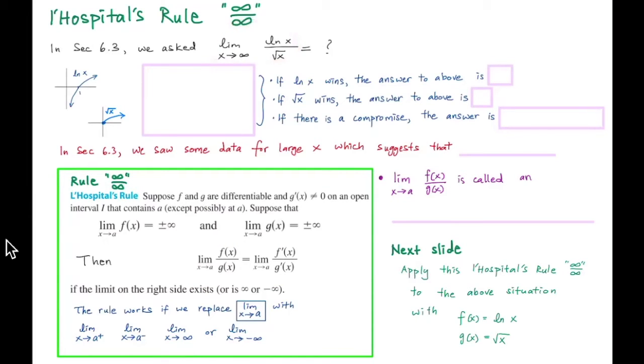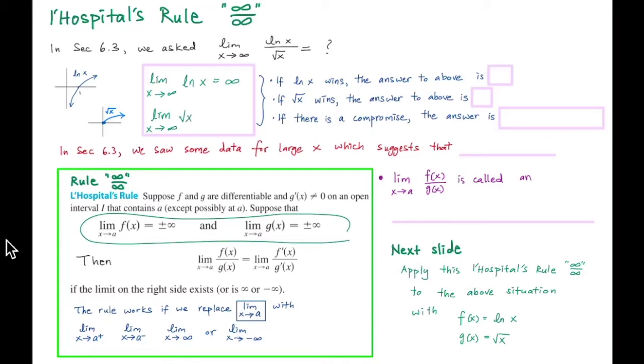So first, I need to check that these two conditions hold. So I take the limit as x goes to infinity of natural log. And I see from the graph it is infinity. And I also compute the limit for square root of x. And I know it is infinity. I can make square root of x as large as I want.